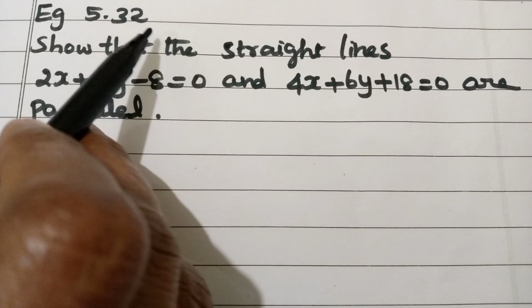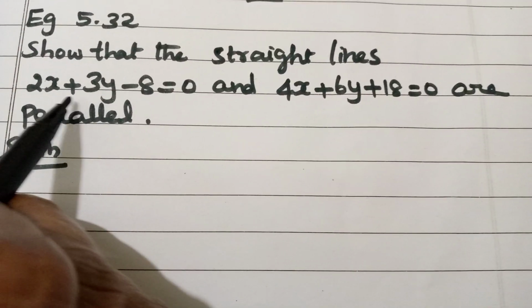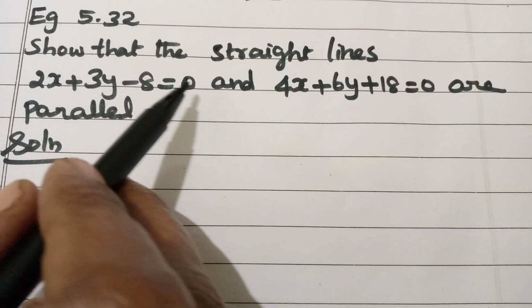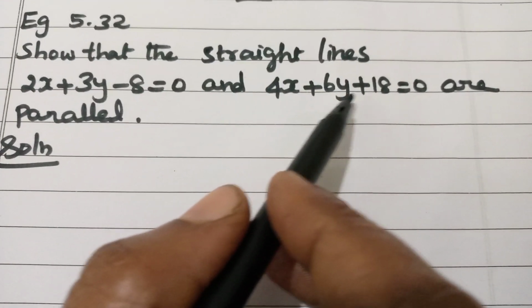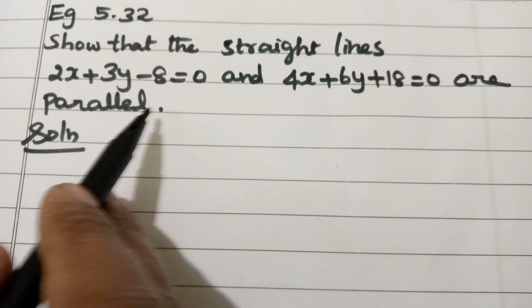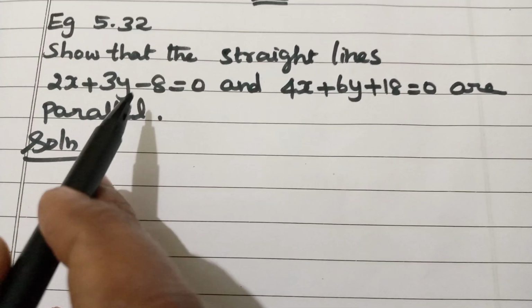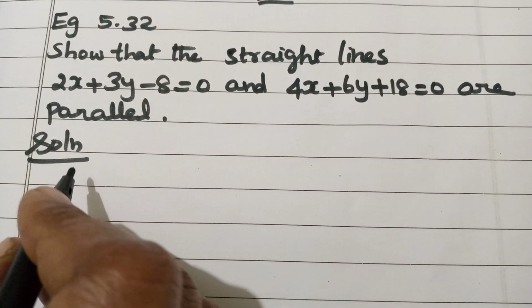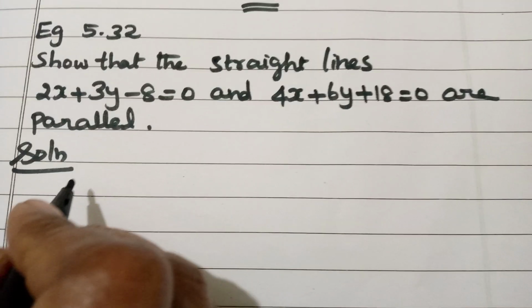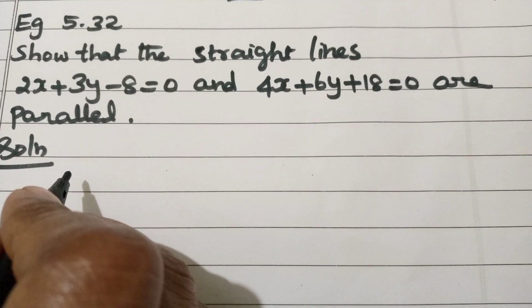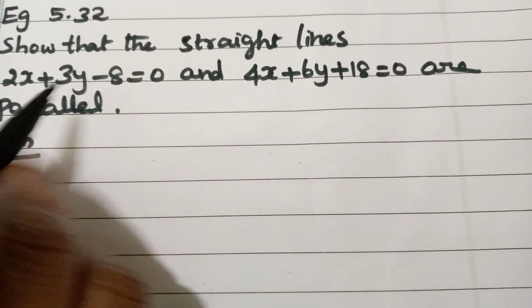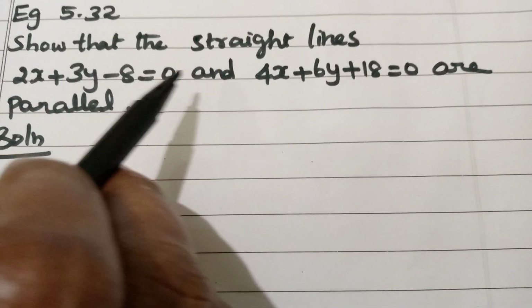Next, example 5.32. Show that the straight lines 2x plus 3y minus 8 equal to 0 and 4x plus 6y plus 18 equal to 0 are parallel. Here two equations are there, so separately for both equations we have to find the slope. What is the slope of the line formula? Minus coefficient of x by coefficient of y. Using that formula, we are going to find the slopes of both equations.